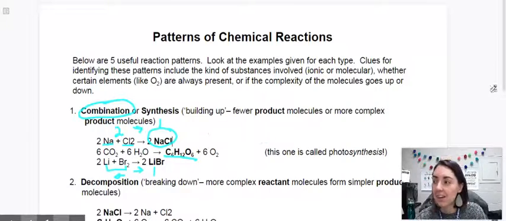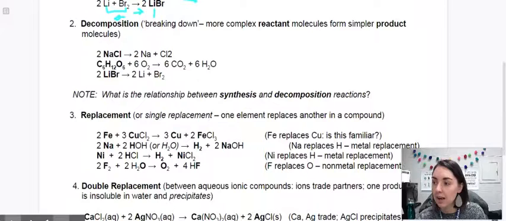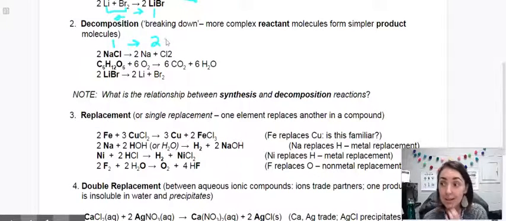So then we've got decomposition, which is the opposite. You're breaking down. So if combining is building up, decomposition is breaking down. So in this case, I have my sodium chloride, one thing, and it breaks down into its two components. So this is mostly going to be a more complex reactant, like glucose breaks down into its less complex products. And again, it's typically going to be one thing breaks down into two or more things. There are always exceptions. Again, like this glucose one, it's got the byproduct of oxygen, but it's typically going to be one thing breaks down into two or more things.